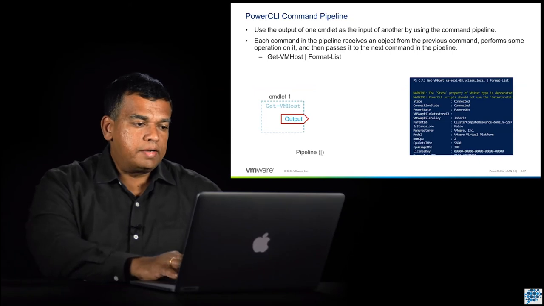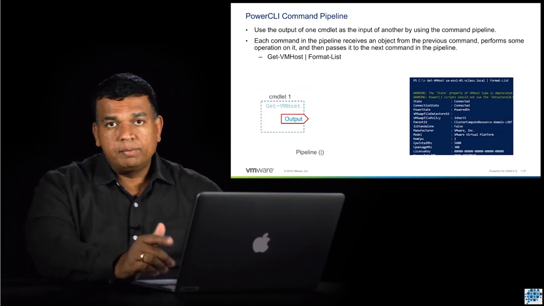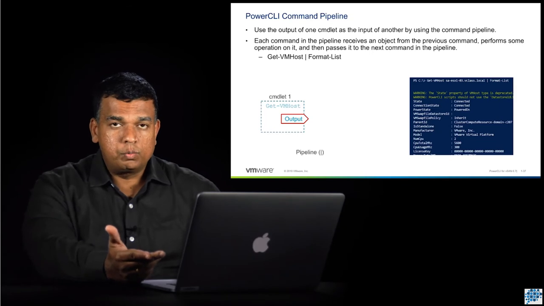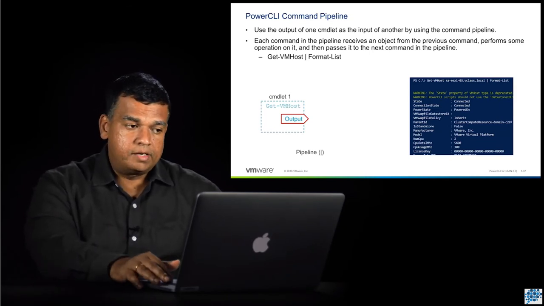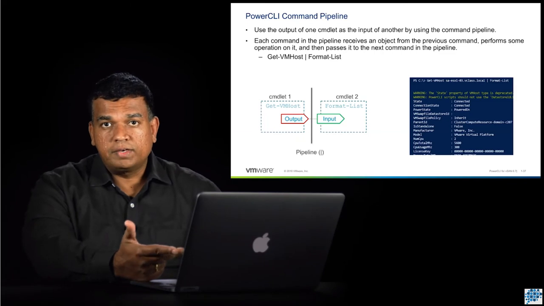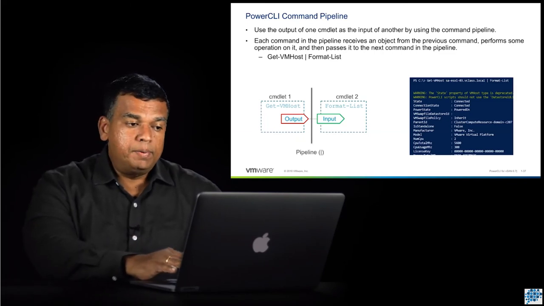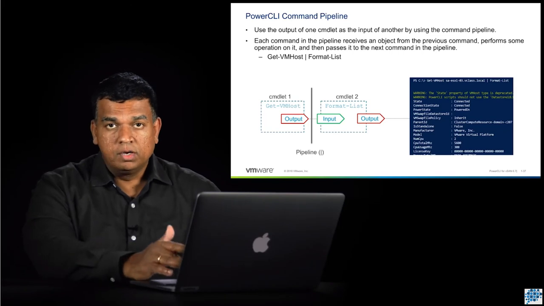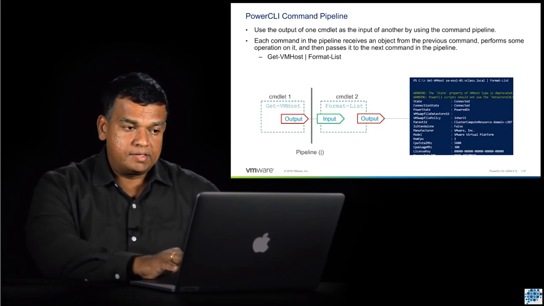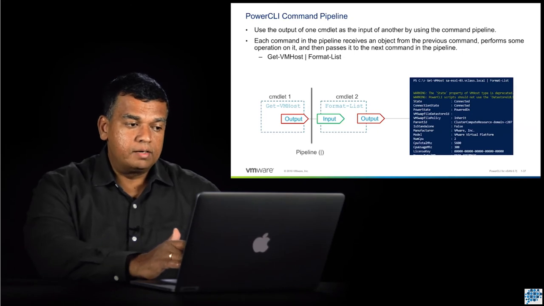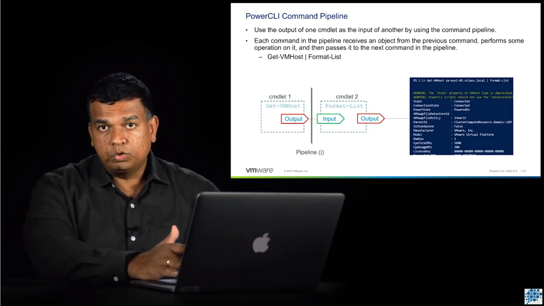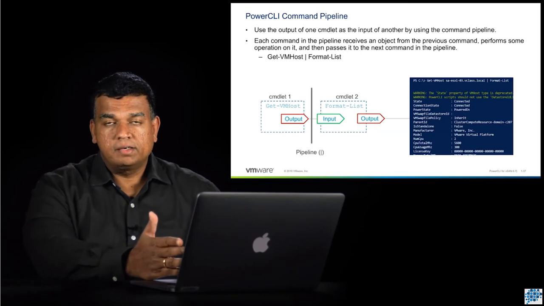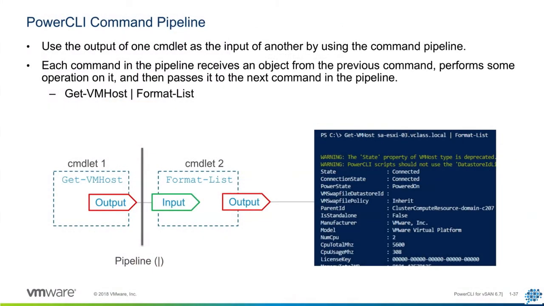We are running a command called Get-VMHost, and Get-VMHost, as you know, will produce the output as an ESXi host object. So we take the output of the Get-VMHost command and we are piping it in. We use the pipe symbol here to pipe the output onto a different command. The next command we are using is Format-List. So we are taking the output of Get-VMHost and putting it as an input for the Format-List command. And here on the right hand side we see the final output on the screen.